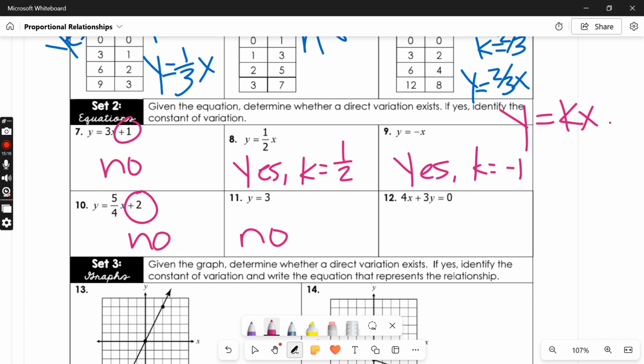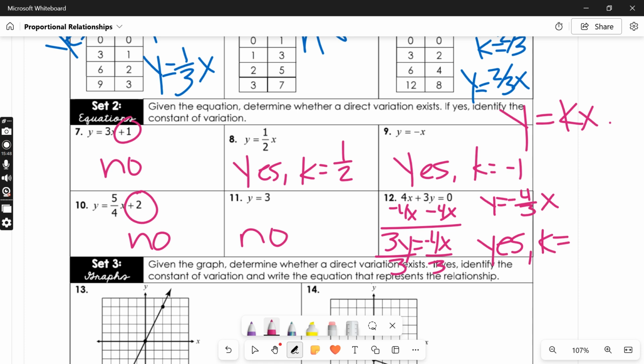Number 12, we would have to rewrite this. So we did some rewriting before so we could put stuff in the correct order. So I'm going to subtract this 4x first. So that gives me 3y is equal to negative 4x. And then I'm going to divide everything by 3. So this gives me y equals negative 4/3 x. Now that it's in the y equals form, I can say yes, and that my constant of variation is negative 4/3. Okay.